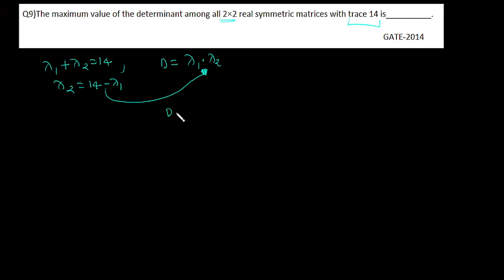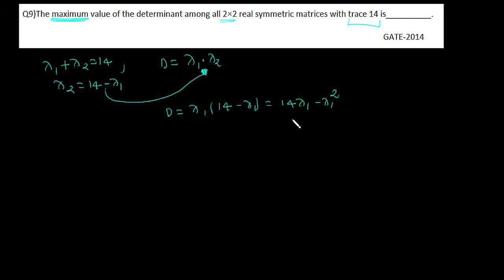So we get determinant equal to lambda 1, which remains as it is, times lambda 2, which is replaced by 14 minus lambda 1. Now let's do the multiplication. So we get 14 lambda 1 minus lambda 1 square. Now we have to find the maximum value of this determinant.